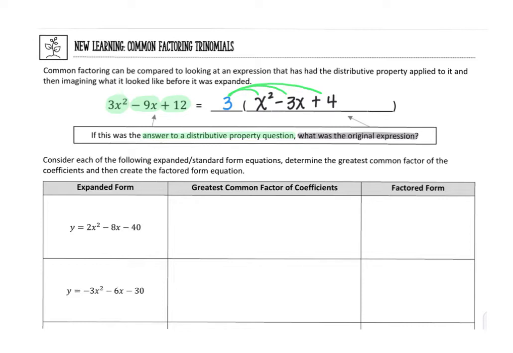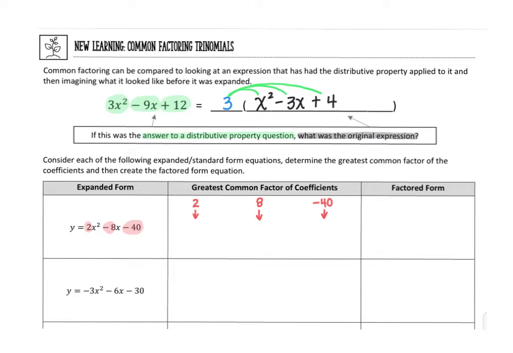Let's look at some examples and consider how we could take some expanded or standard form equations and move them back into factored form. In order to factor an expression, we need to look at the coefficients of each term and find out the greatest common factor of all the coefficients. So in the case of 2x squared minus 8x minus 40, we can look at each one of the coefficients and consider what factors they might have.